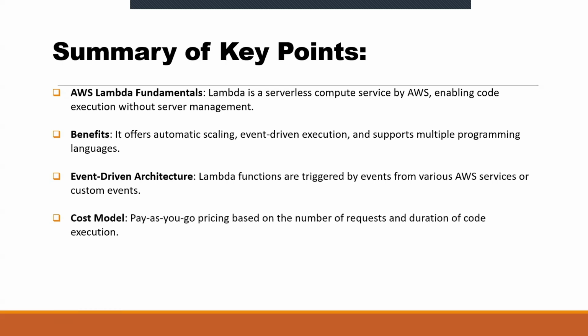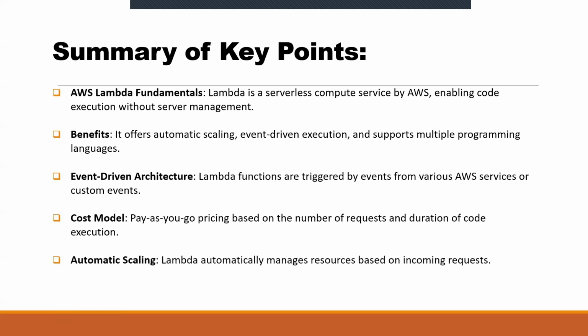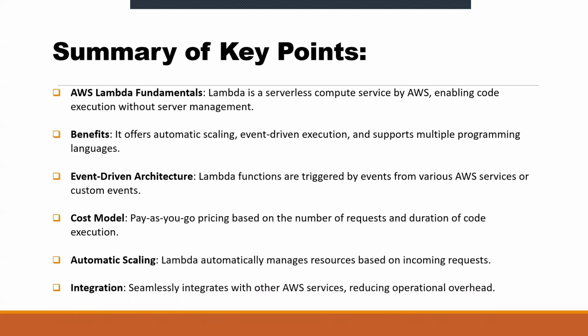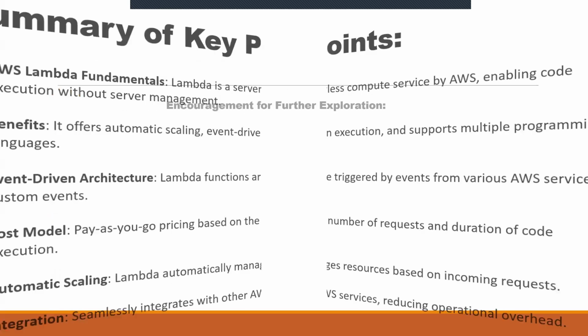Fourth is cost model. Pay-as-you-go pricing based on the number of requests and duration of code execution. Fifth one is automatic scaling. Lambda automatically manages the resources based on incoming requests. Sixth is integration. Seamlessly integrates with other AWS services, reducing operational overhead. So this is the summary which we have covered in our video.